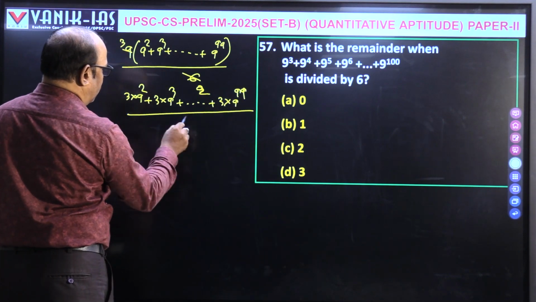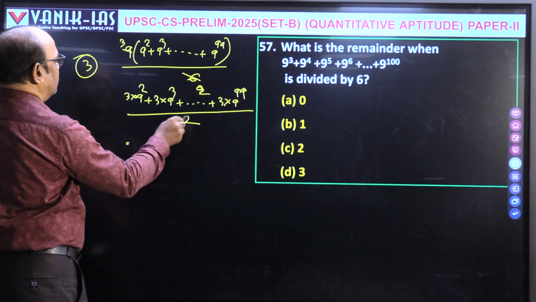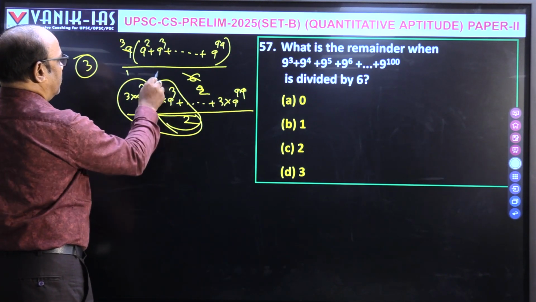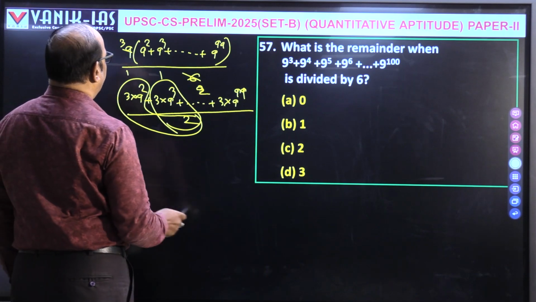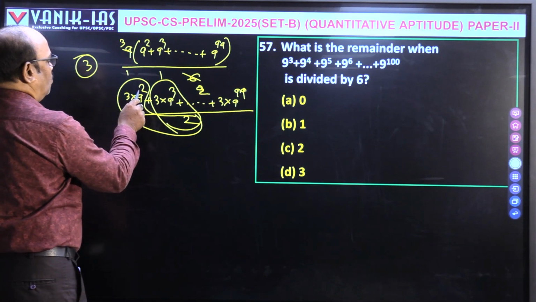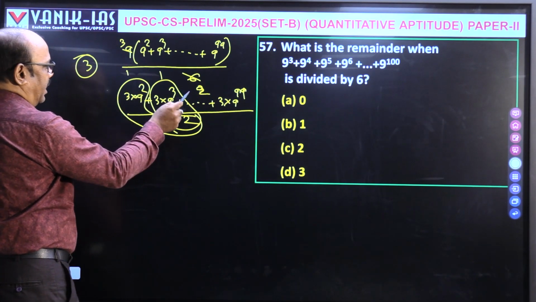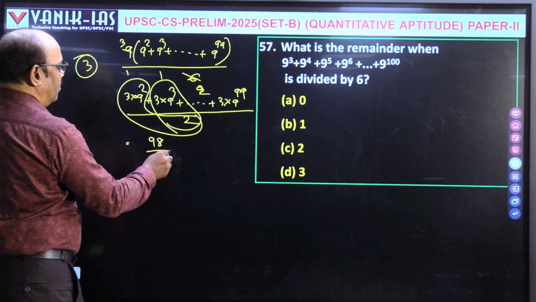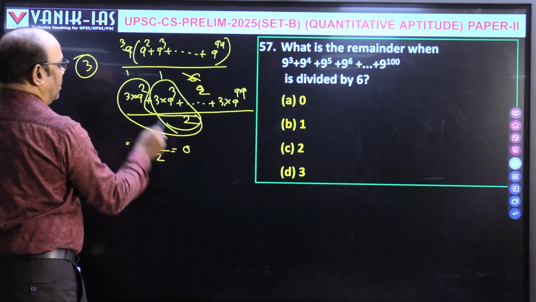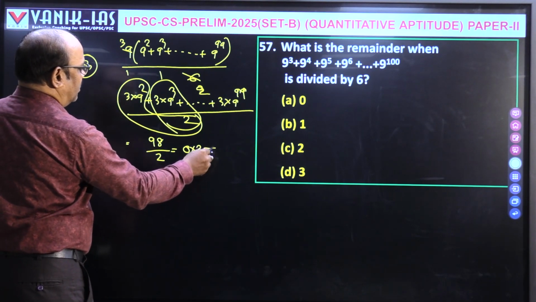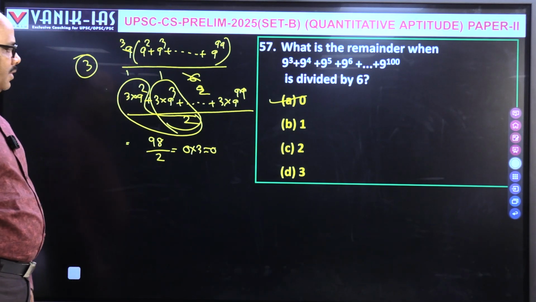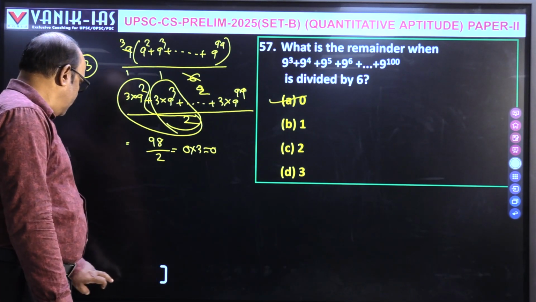When it is divided by 2, what is the remainder? Respective remainders: this remainder will be 1, this will also be 1. So 1 plus 1 up to 99 times, starting from 2. From 2 to 99, that becomes 98. So 98 by 2, remainder is 0, and 0 into 3, also remainder is 0. That means the remainder will be 0. First option is the right answer. Next question.